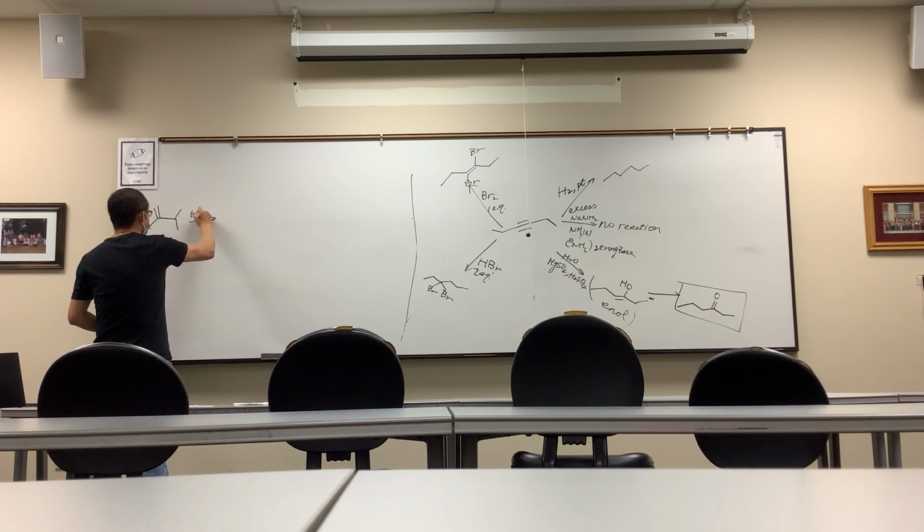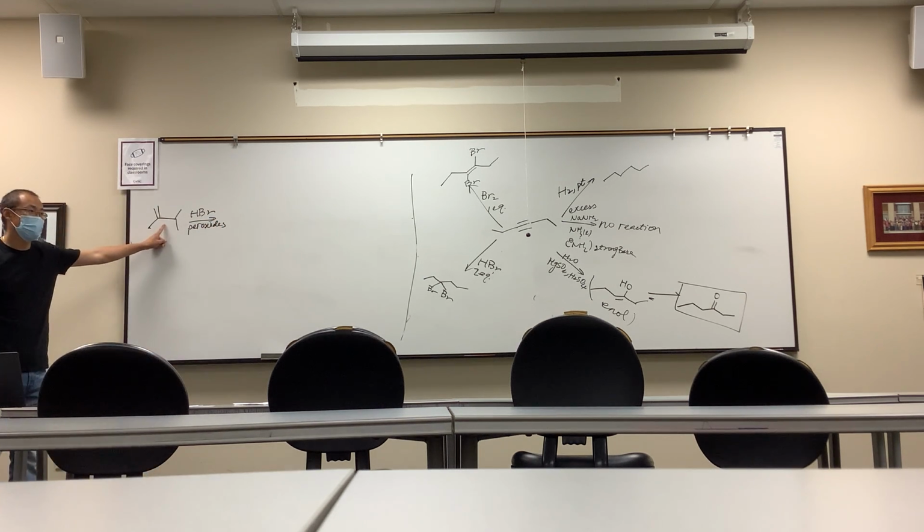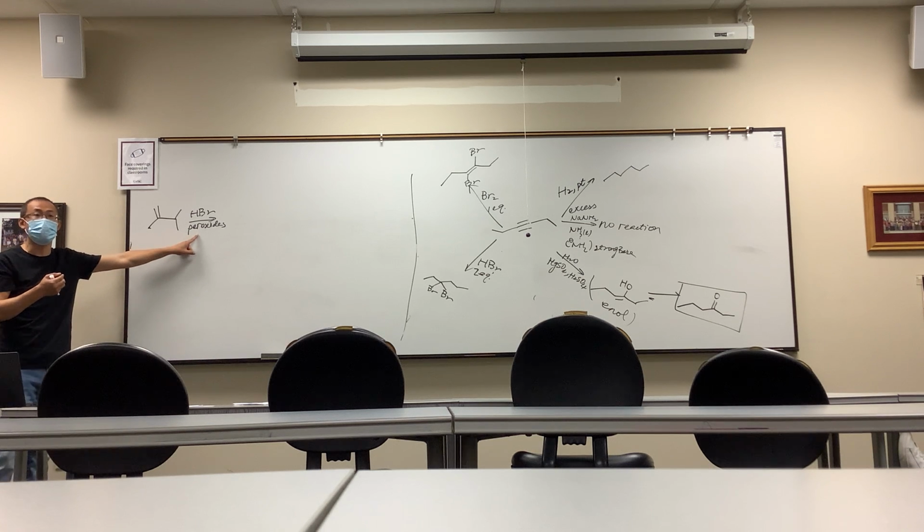First, treat this with peroxide or not? Yes, with peroxide. This is an alkene. Treating with HBr means adding HBr, is that right? But if I add peroxide, the reaction follows Markovnikov or non-Markovnikov? Non-Markovnikov. Why? Because with peroxide the reaction happens through what? Without peroxide, the reaction happens through a carbocation.